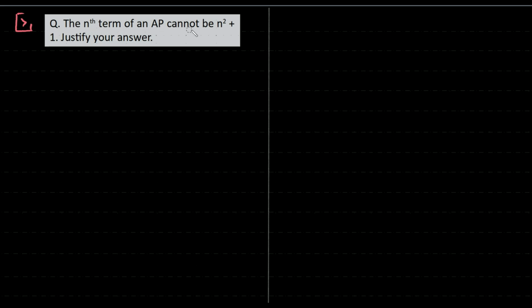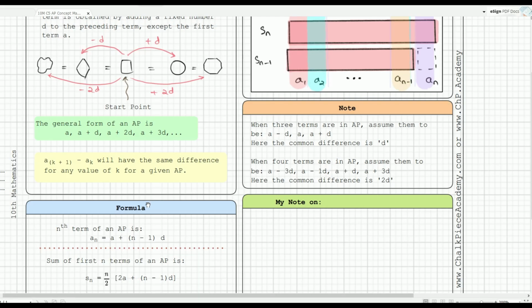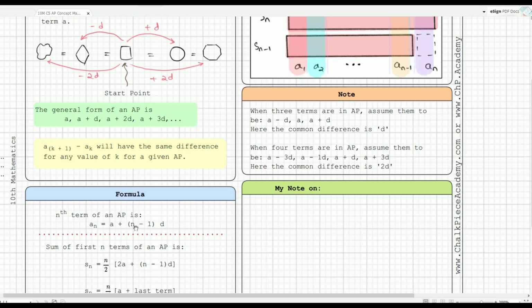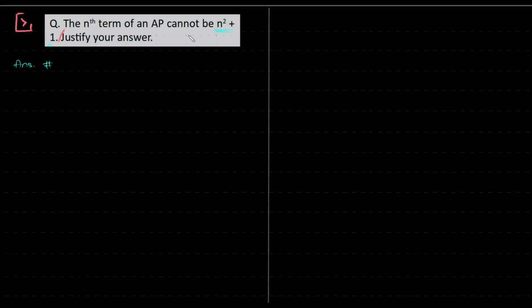The nth term of an AP cannot be n square plus 1. Justify your answer. So the question has to do with something like this. What they're telling is, see, this particular expression, like an is equal to a plus (n minus 1)d, is a general expression for an AP, right? What they're telling is this particular expression n square plus 1 is not a general expression for any AP.